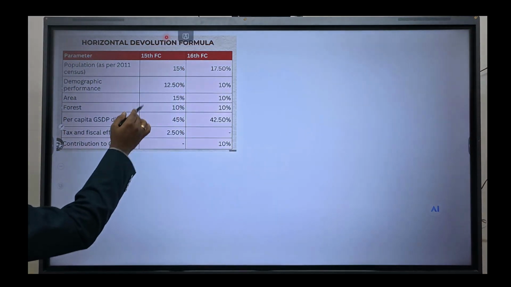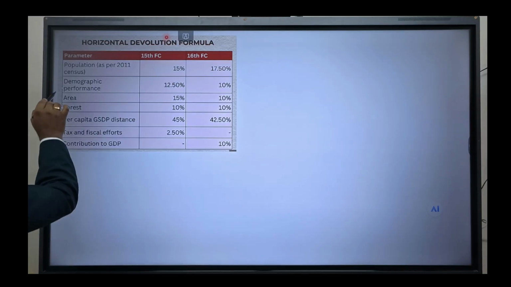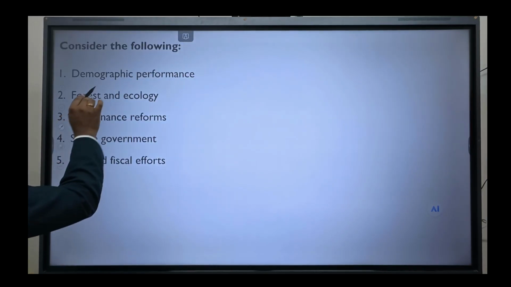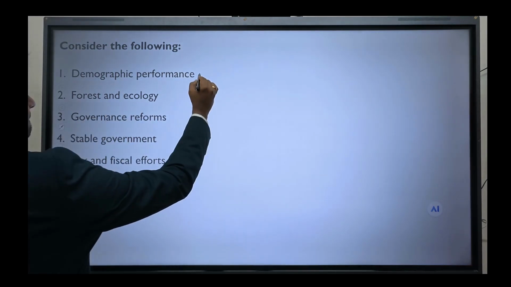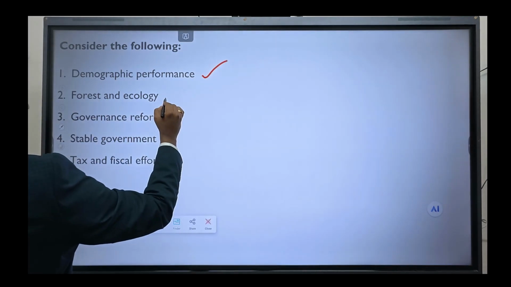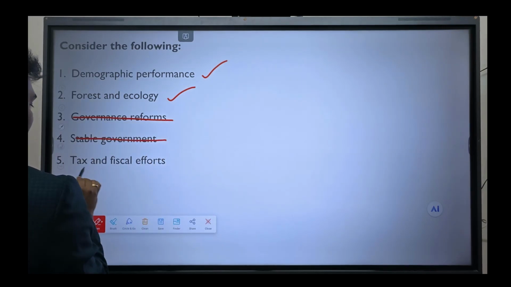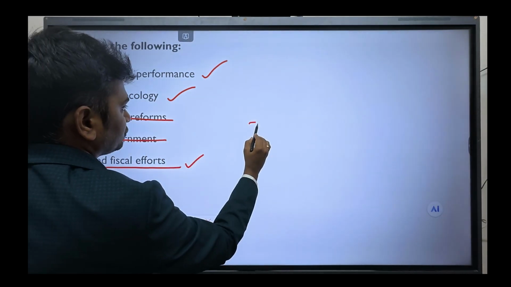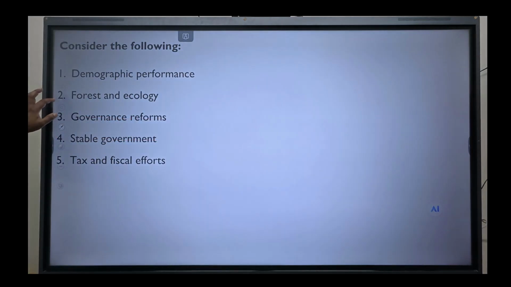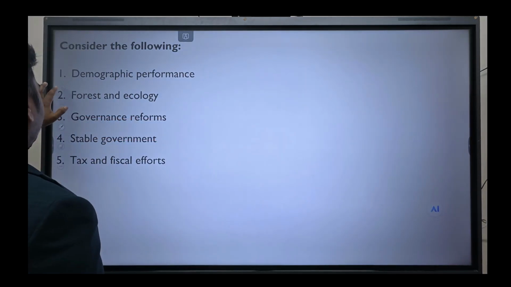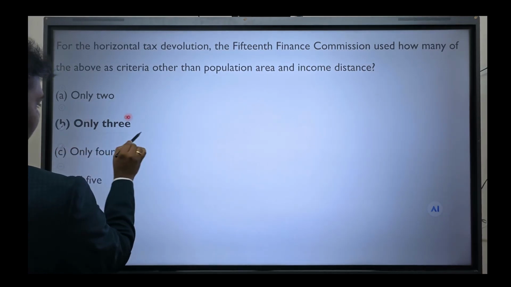So this is the question that they are asking. Apart from population and income distance, how many are the things that we have in the questions asked? So demographic performance you have, forest and ecology you have, governance reforms you do not have, stable governments you do not have, tax and fiscal efforts you have. So 3 plus 2, 5 they have given here. So total there are 6. So the answer is only 3. That is the correct statement.